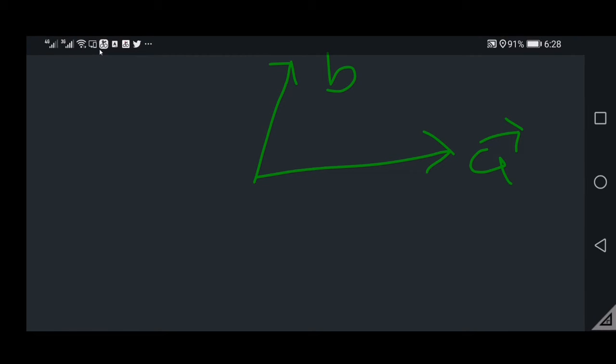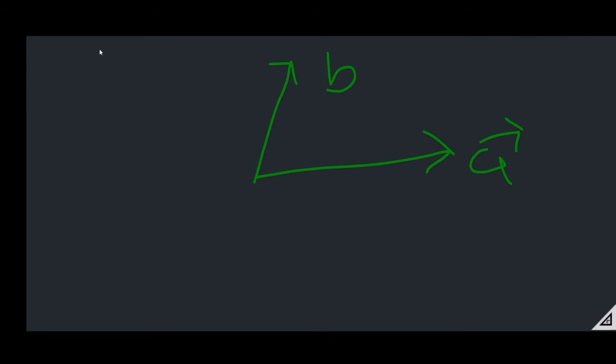Suppose here we have two vectors and one vector is A vector. This is A vector, and you know a vector has both magnitude and direction. So this is A vector. Then here another vector is B vector, and A vector and B vector are combined at angle theta.